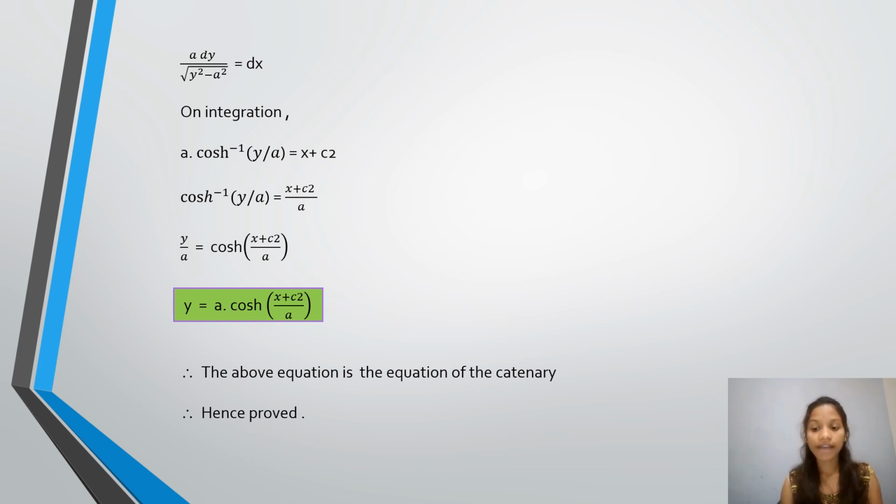What they have asked is that we have to prove that the cable wire is a catenary. So we obtained our equation, hence our task is completed.